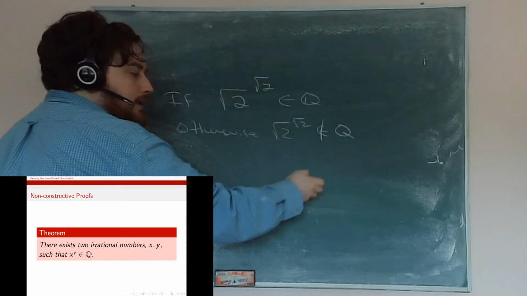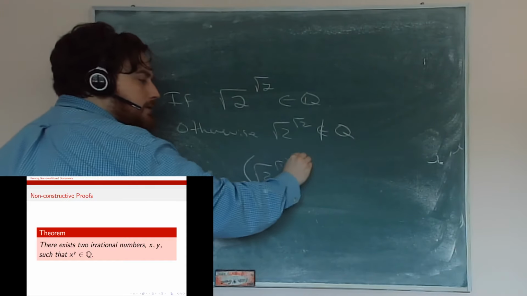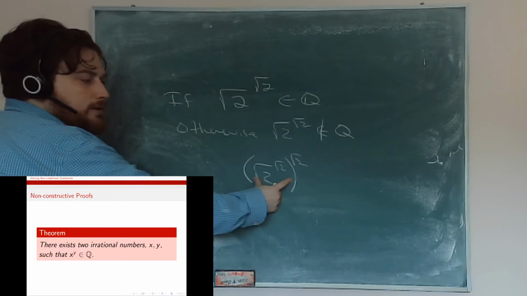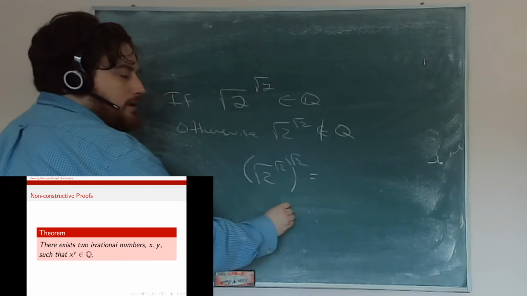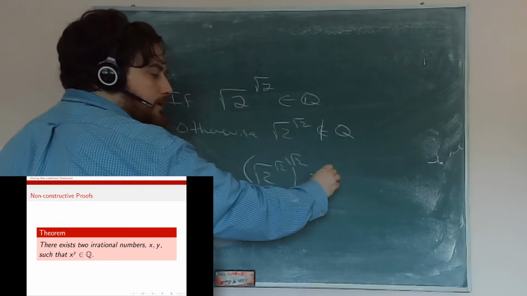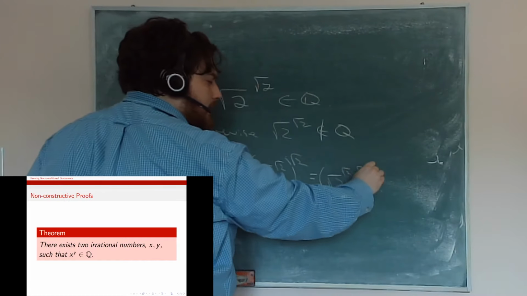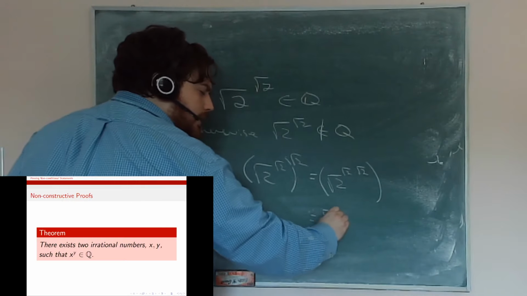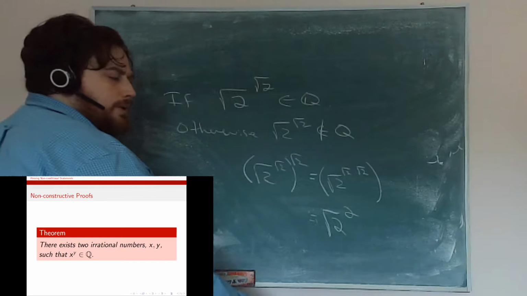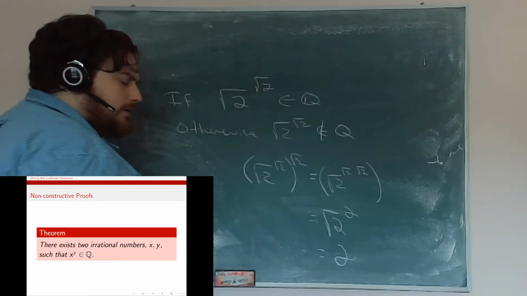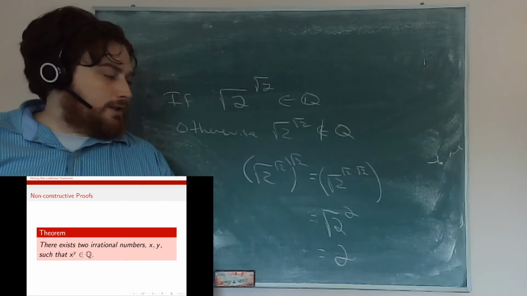On the other hand, if this is not rational, then I can take the square root of 2 to the square root of 2, to the square root of 2. And notice that I then have an irrational to a rational. But because we have an exponent to an exponent, I can multiply. So I get the square root of 2 to the square root of 2 times the square root of 2, which is the square root of 2 squared, which is 2. And since 2 is rational, we have an irrational to an irrational is rational.